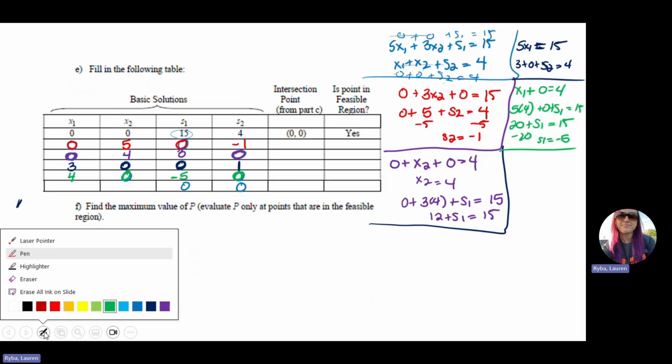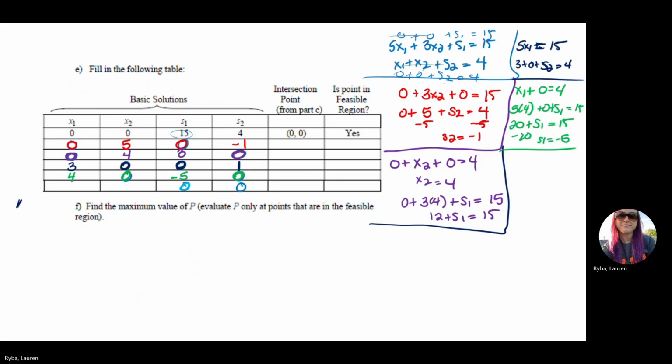All right, the last one is going to be the most algebra we do. We're going to get rid of the slacks completely. We have 5x1 plus 3x2 equals 15 and x1 plus x2 equals 4. I'll use either elimination or substitution. I always like elimination, so I'll multiply this bottom one by -3. So 5x1 plus 3x2 equals 15, and -3x1 -3x2 equals -12.